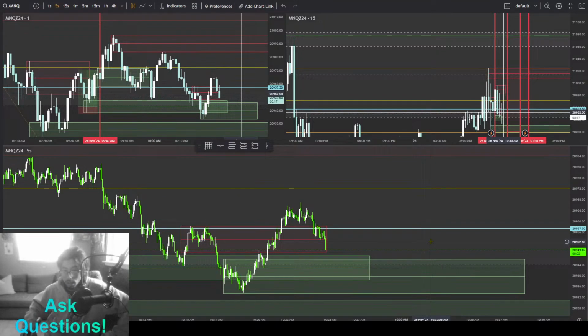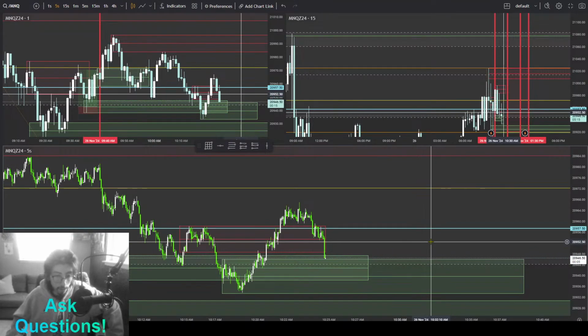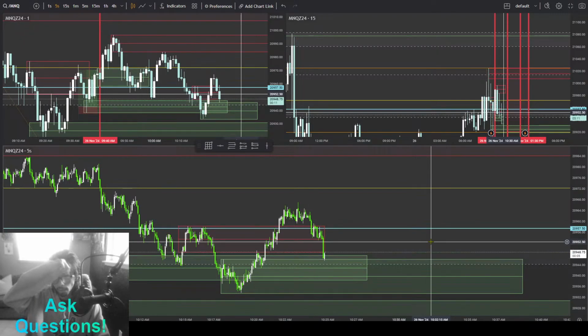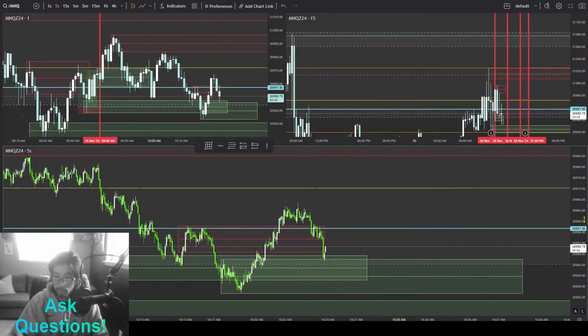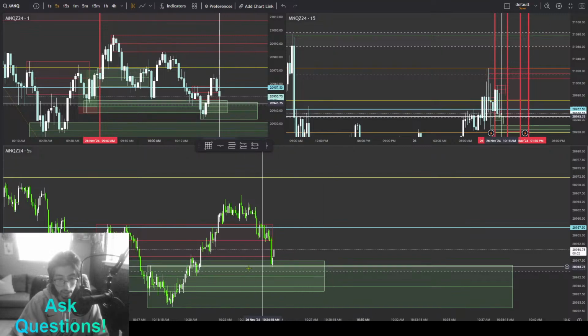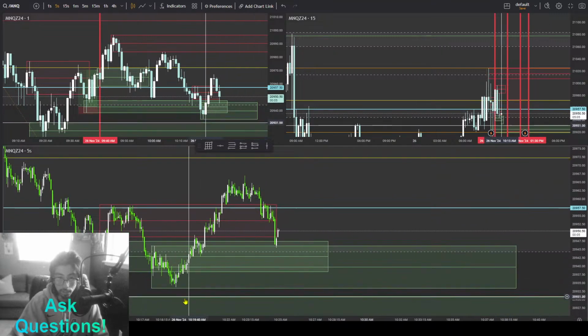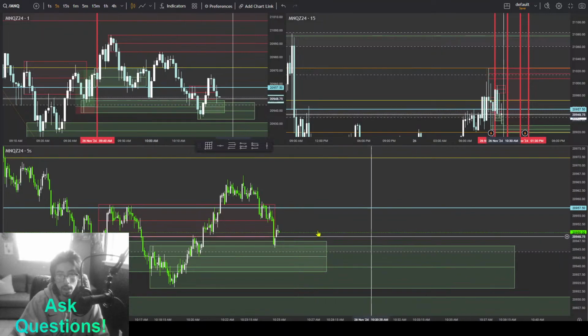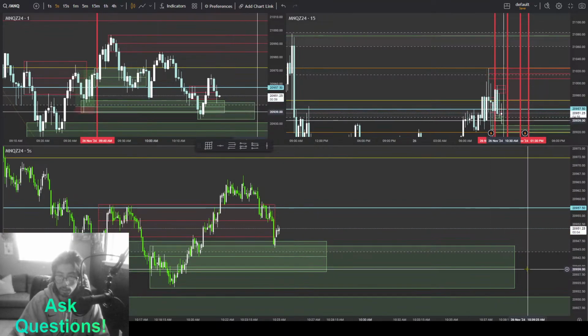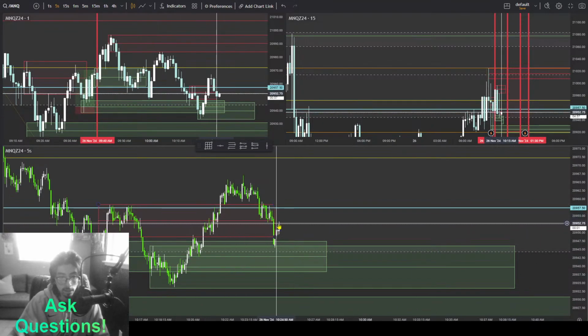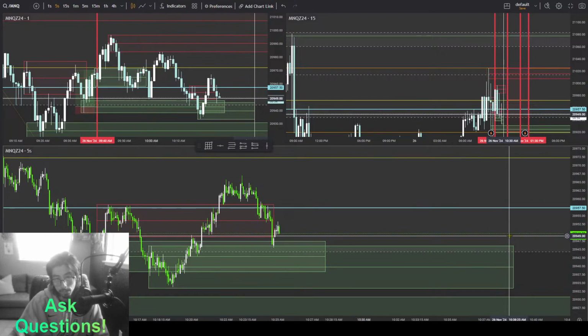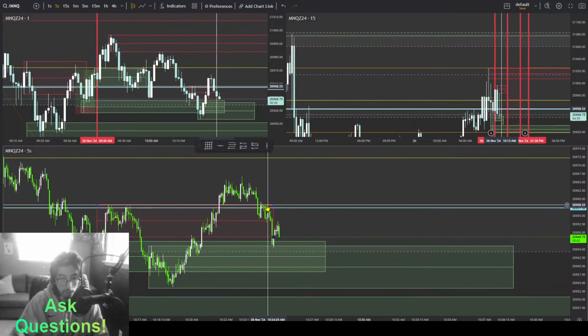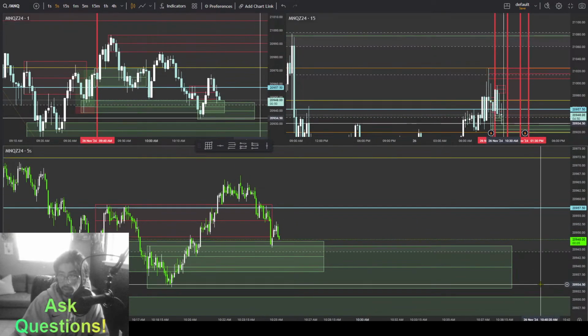Doing a whole lot of nothing. It's felt like forever, and it's only been like 20 minutes. Well, it's been like 40 minutes, but it feels like forever. Nice tap on the zone, nice reaction. If we break this internal structure, I'll put my order on this, but I don't think we're going to. The internal structure is right here. It's just a swing, something complicated.